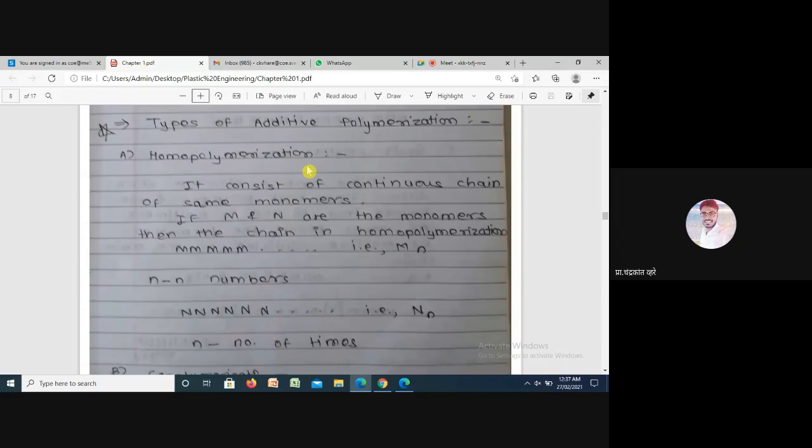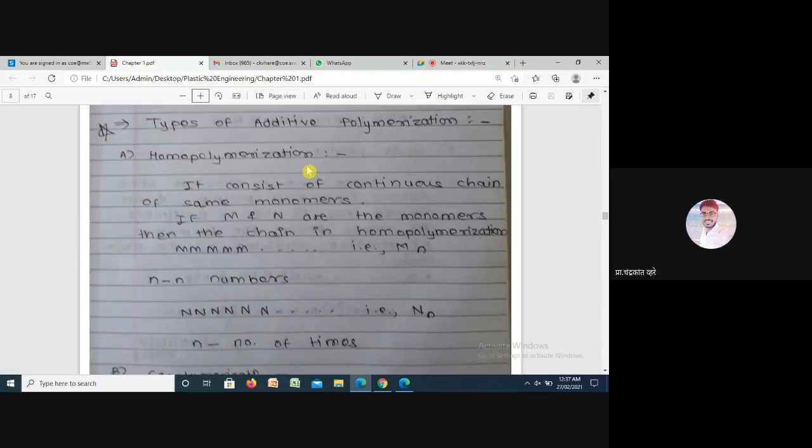So what is the meaning of polymerization? Formation of polymer from the monomer. The whole process we are calling polymerization. We have three words: monomer, polymer, and polymerization. So the formation of polymer from the monomer, this whole process is called polymerization.